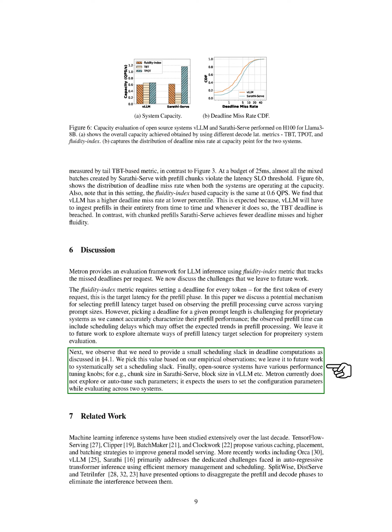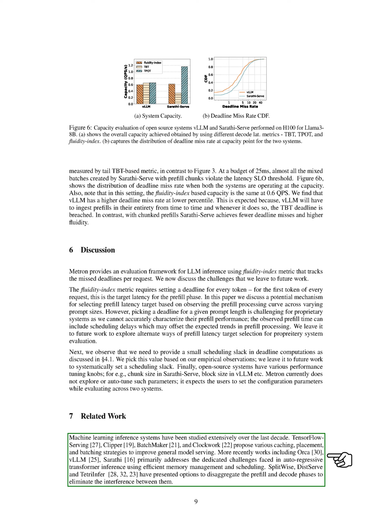In the realm of related work, machine learning inference systems have been extensively researched in the past decade. Various strategies, including caching, placement, and batching techniques, have been proposed in systems like TensorFlow Serving, Clipper, BatchMaker, and Clockwork to enhance model serving efficiency. Recent works like Orca, vLLM, and Sarathi focus on addressing specific challenges in autoregressive transformer inference through efficient memory management and scheduling. Other approaches, such as Splitwise, DistServe, and TetriInfer, have introduced methods to separate the prefill and decode phases to avoid interference between them.